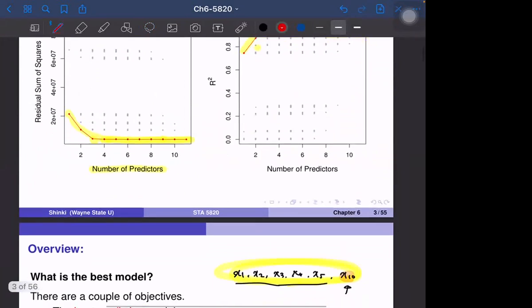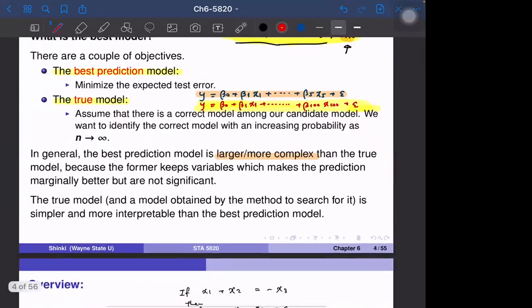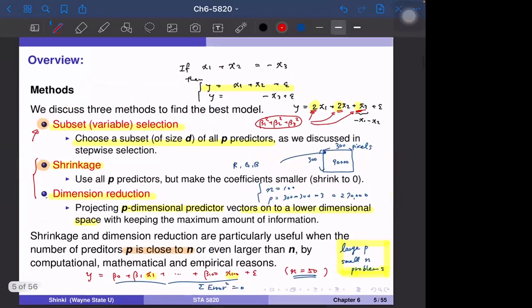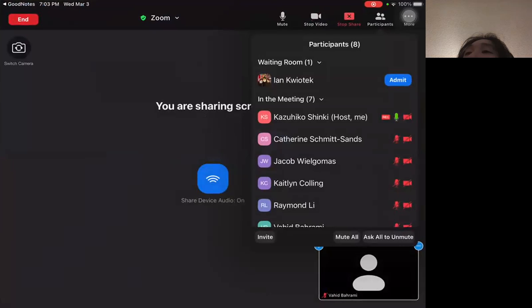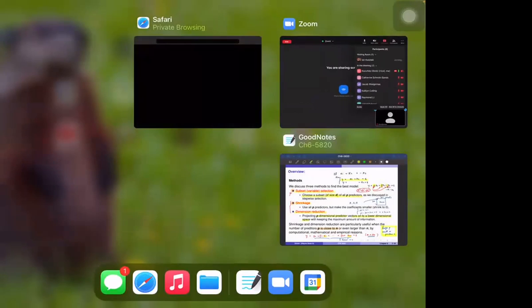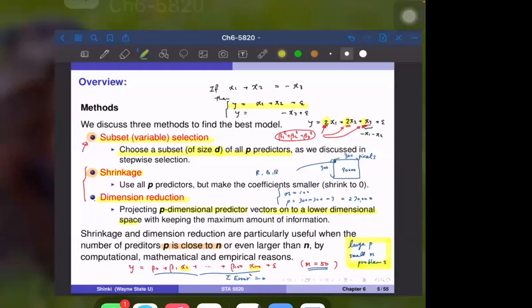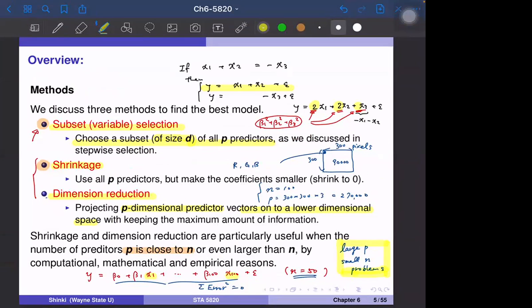And we discussed three methods. The first, we discussed the subset selection. So we just choose a subset of the p predictors. Maybe we only choose d predictors out of p. Then the model only keeps useful predictors, so prediction performance can be better. And then we discussed the shrinkage methods. They use all p predictors, but they make the coefficients smaller.